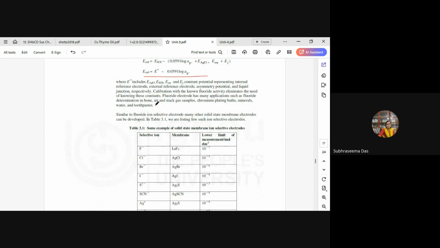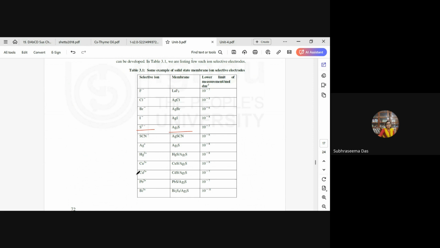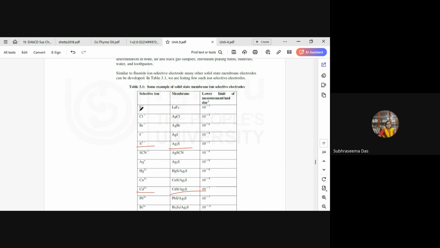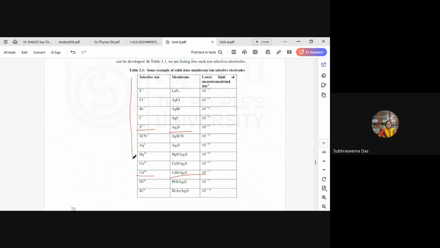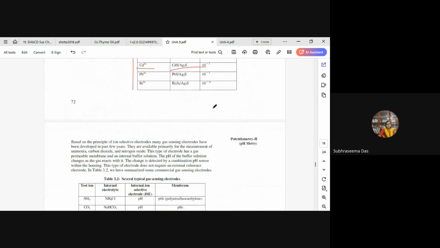Similar to fluoride ions, other solid state membrane electrodes have been used, for example for sulfide, S2 minus. Here Ag2S has been used. Like for detection of cadmium, a CdS Ag2S membrane has been used. Table 3.1 shows the different types of selective ions that can be measured or identified using different types of solid state electrodes.